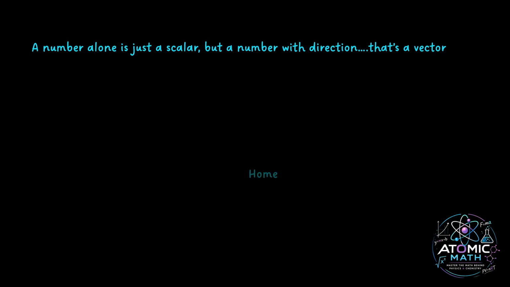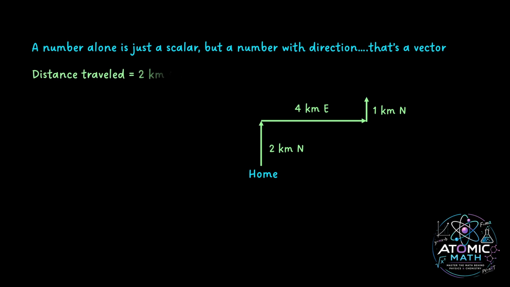Consider this. You leave your house and you walk 2 kilometers north. Then you turn and you walk 4 kilometers east. And then another 1 kilometer north. If someone asked you how far did you travel, you would automatically tell them 2 plus 4 plus 1, that's 7 kilometers. So your distance traveled is 7 kilometers.